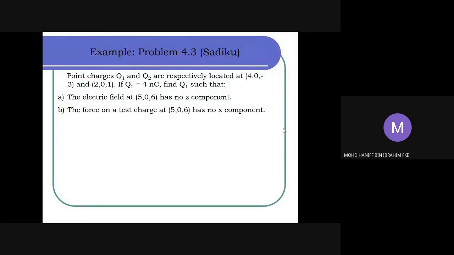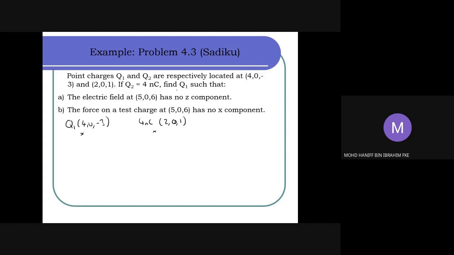Okay, then let's have a look at this example. We have a case problem whereby there are 2 point charges, Q1 and Q2, located at different positions, (4, 0, -3) and (2, 0, 1). Let us sketch the problem. We have Q1 located at the point (4, 0, -3). Then we have Q2, which is 4 nanocoulomb, located at the point (2, 0, 1).